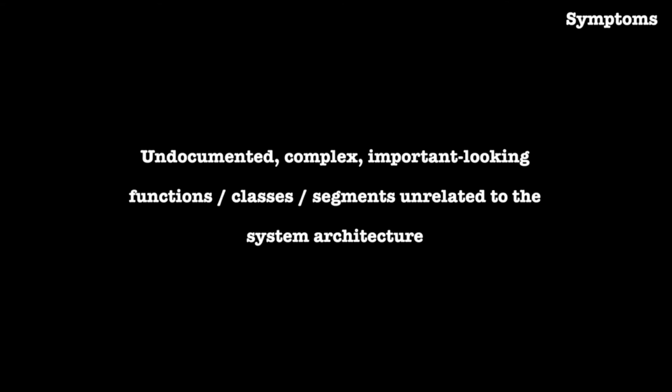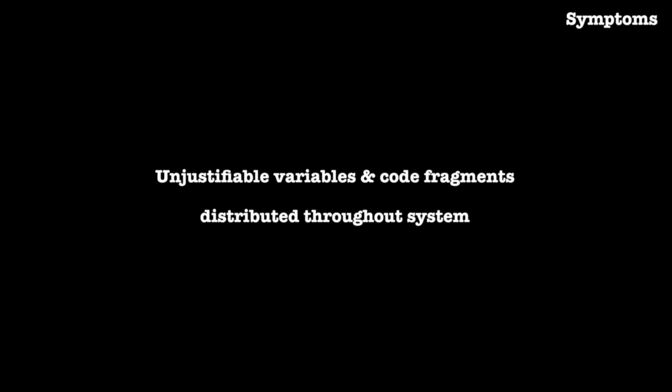Symptoms of that is that you might have undocumented, complex, important looking things in the system that seem unrelated to the architecture. You're thinking, well, why is that though? I'm not really sure why it's there. What does it do? You might have variables and code fragments distributed throughout the system. Again, that nobody can really tell you what it does. And it may well be as well that the person who wrote it left the company, or has moved to a different team, or isn't contactable or anything like that. And these things just get left in because nobody wants to break the system.